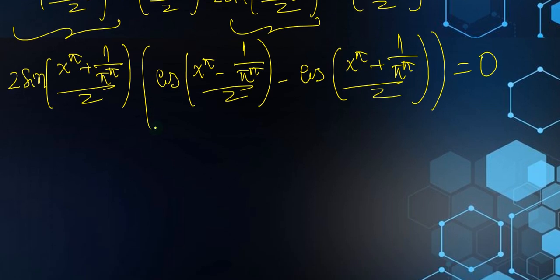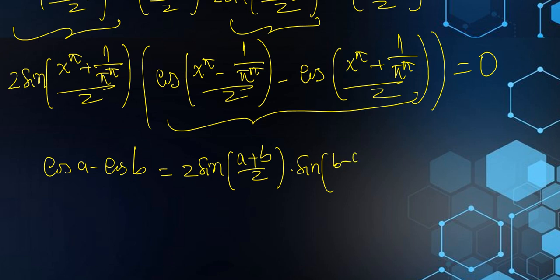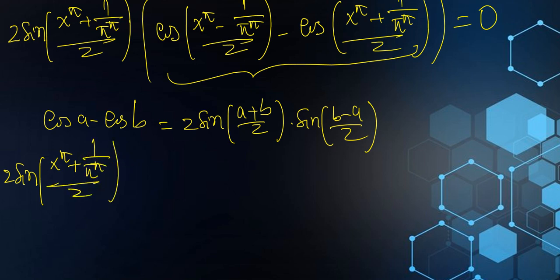So guys, from here we have a product equal to 0, right? But let's keep simplifying this. For these two, we're going to use another formula, which is cosine of a minus cosine of b, which is 2 sine of (a plus b) over 2 times sine of (b minus a) over 2. Okay, so now let's apply this, guys. Let's keep the first one here, we already have this one, sine of (x to the pi plus 1 over pi to the pi) divided by 2, and then this will multiply this product here.